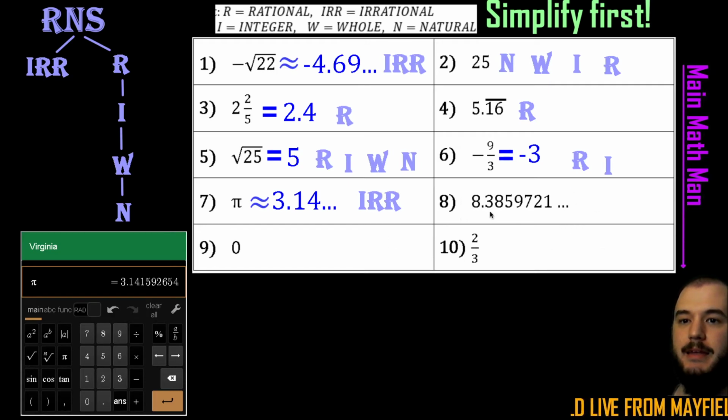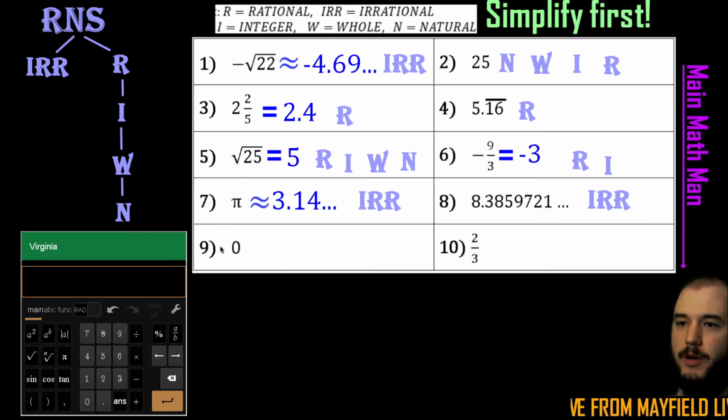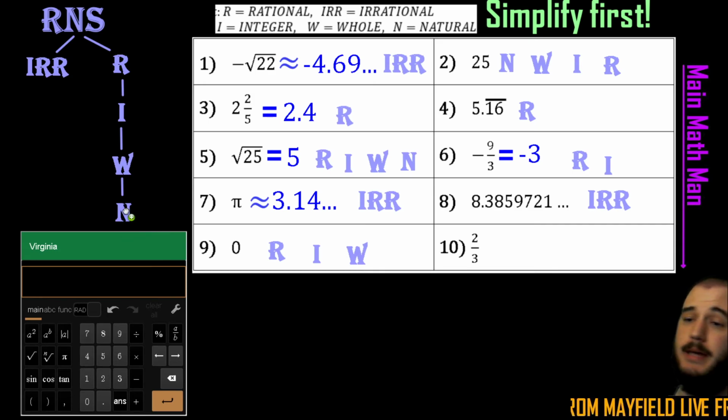Same kind of idea for number 8. There's no pattern. The 3 dots means it keeps going, so therefore it is also irrational. Again, be very mindful as you are putting those labels down. Take your time, rewind, replay, slow down, speed up, whatever works best for you. For number 9, we have that wonderful 0 value, and so we know that it is rational, we know that it is an integer, and it is a whole number. And again, make sure you're seeing why it's not a natural number. Anytime you're counting something, you always start with 1. So we're going to say that it is just a whole number.